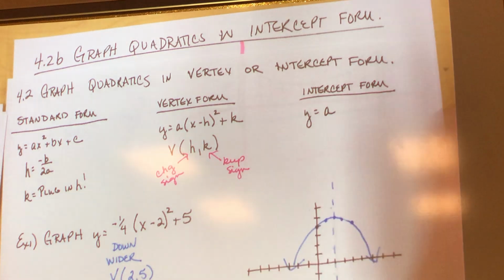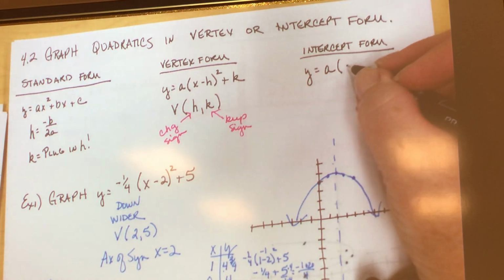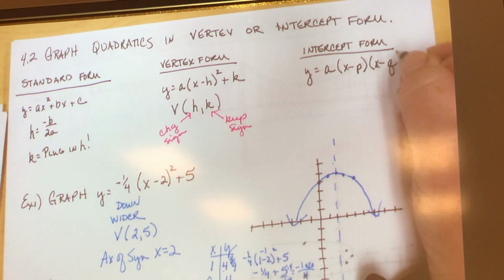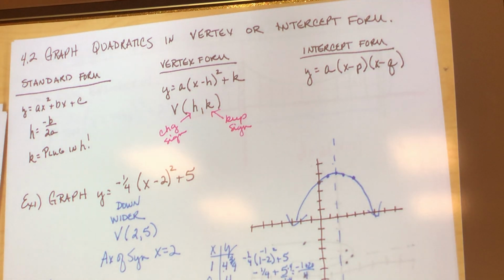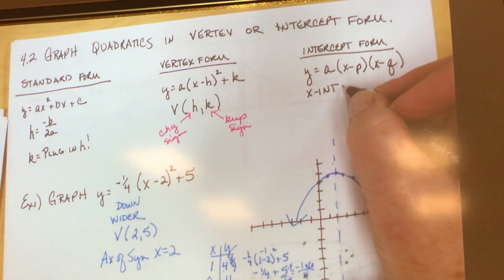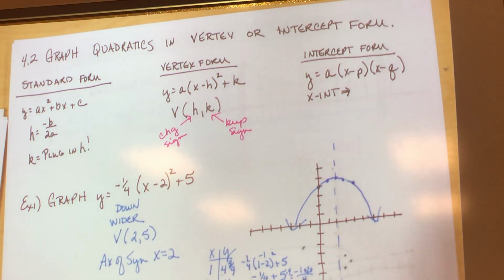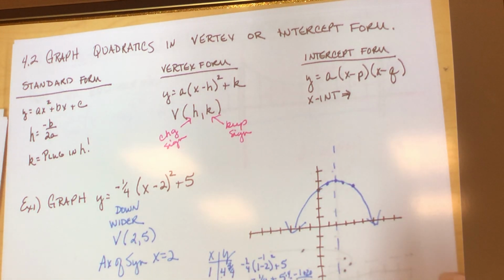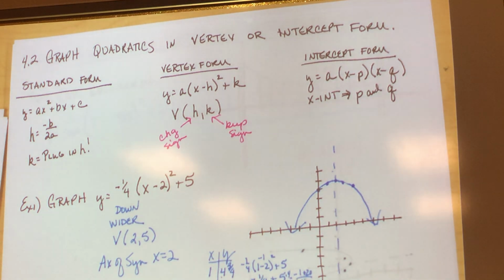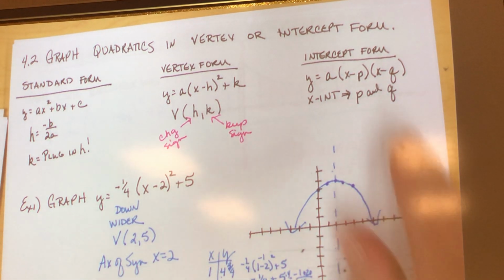So a times x minus p times x minus q. All right, so that's my intercept form. Now, watch this. Obviously, if it's intercept form, guess what I can look at it and shout out? The x-intercepts. And they are p and q.